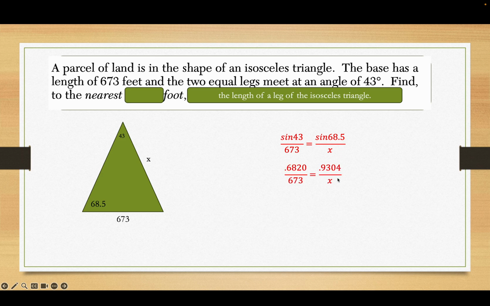Let's find the values. I substitute them in. I cross multiply. 0.6820x equals, and then 0.9304 times 673 is 626.17. I divide by 0.6820, and I get x is 918. So the length of a leg of the isosceles triangle, remember the legs are across from the base angles, is 918.